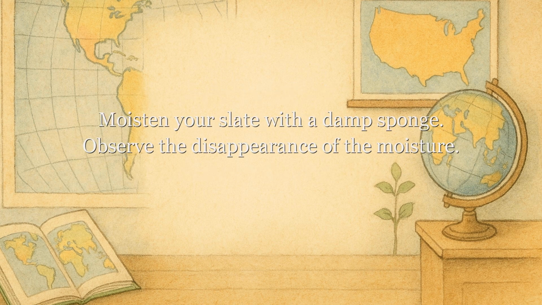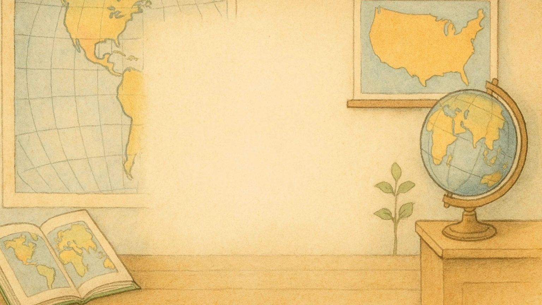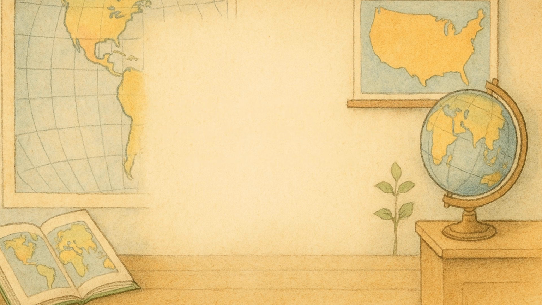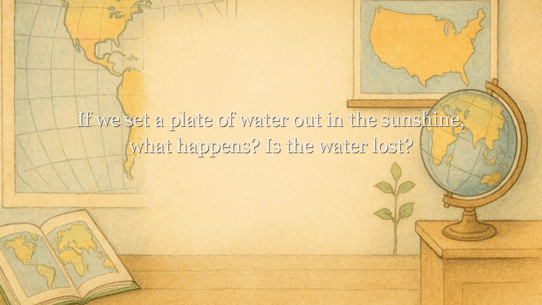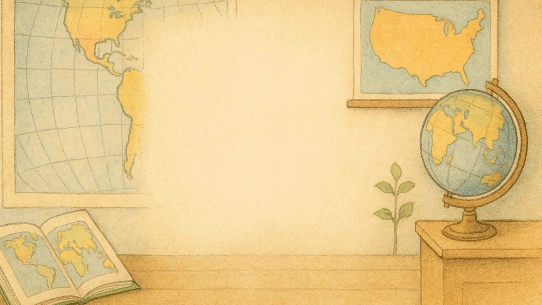Moisten your slate with a damp sponge. Observe the disappearance of the moisture. Dip your hand in water and wave it in the air. The water on your hand disappears. Where has it gone? When wet clothes are hung on the line, they soon become dry. What becomes of the water in the clothes? If we set a plate of water out in the sunshine, what happens? Is the water lost? The streets and roads were wet and muddy. Now they are dry. What has become of the water? Has it all sunk into the ground?